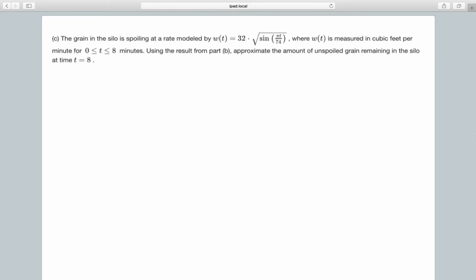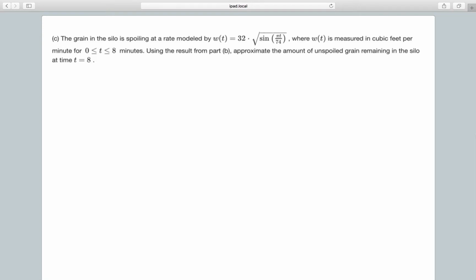All right, part C. The grain in the silo is spoiling at a rate modeled by W of t equals 32 root sine of pi t over 74, where W of t is measured in cubic feet per minute for t between 0 and 8 minutes. Use the result from part B to approximate the amount of unspoiled grain in the silo at time t equals 8.